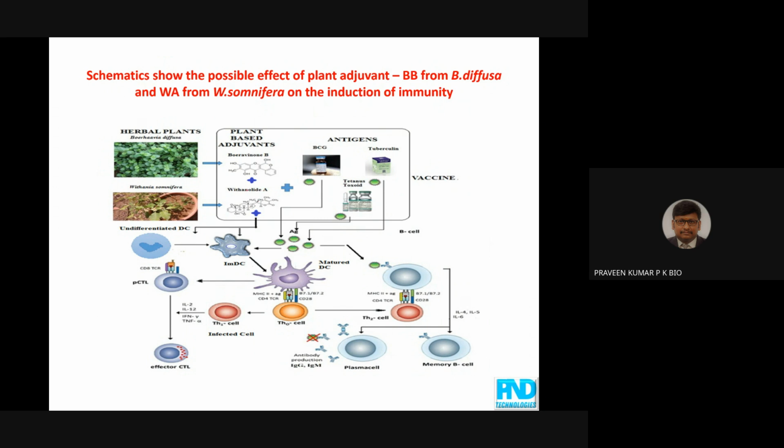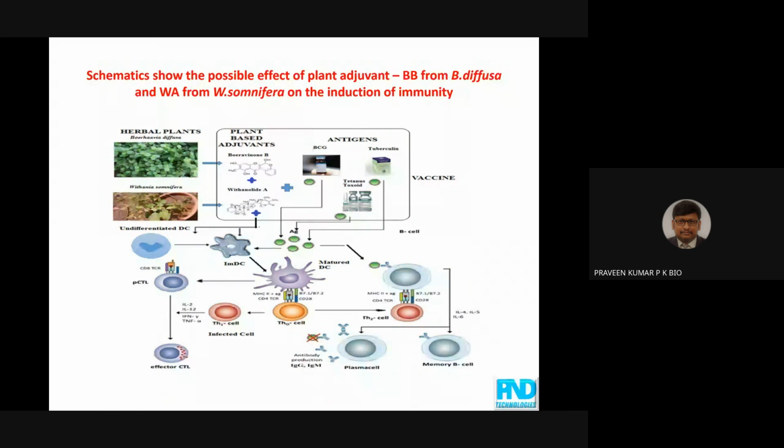Whatever plant compounds I used, these were found to differentiate monocytes into immature dendritic cells within a short period. Similarly, if an immature dendritic cell has to be converted to a mature dendritic cell, the specific antigens taken from BCG, tuberculin, and tetanus toxoid were separately analyzed. So these antigens increase the activation of dendritic cells and even the proliferation of T cells.